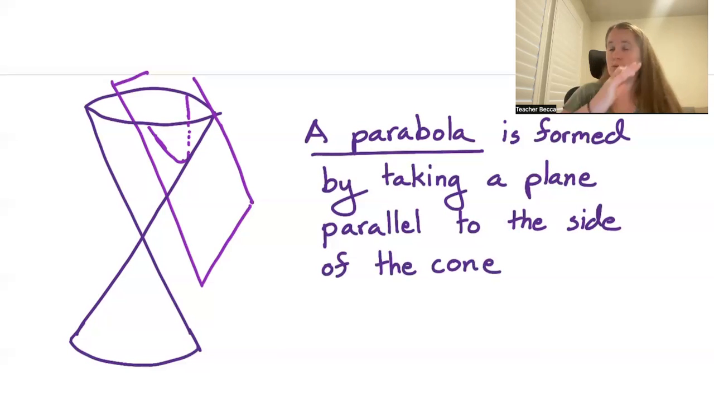And then it just cuts through the top part of the cone or the bottom part of the cone, and it doesn't go all the way across the cone. So it just is a parabola. It's not a closed shape.